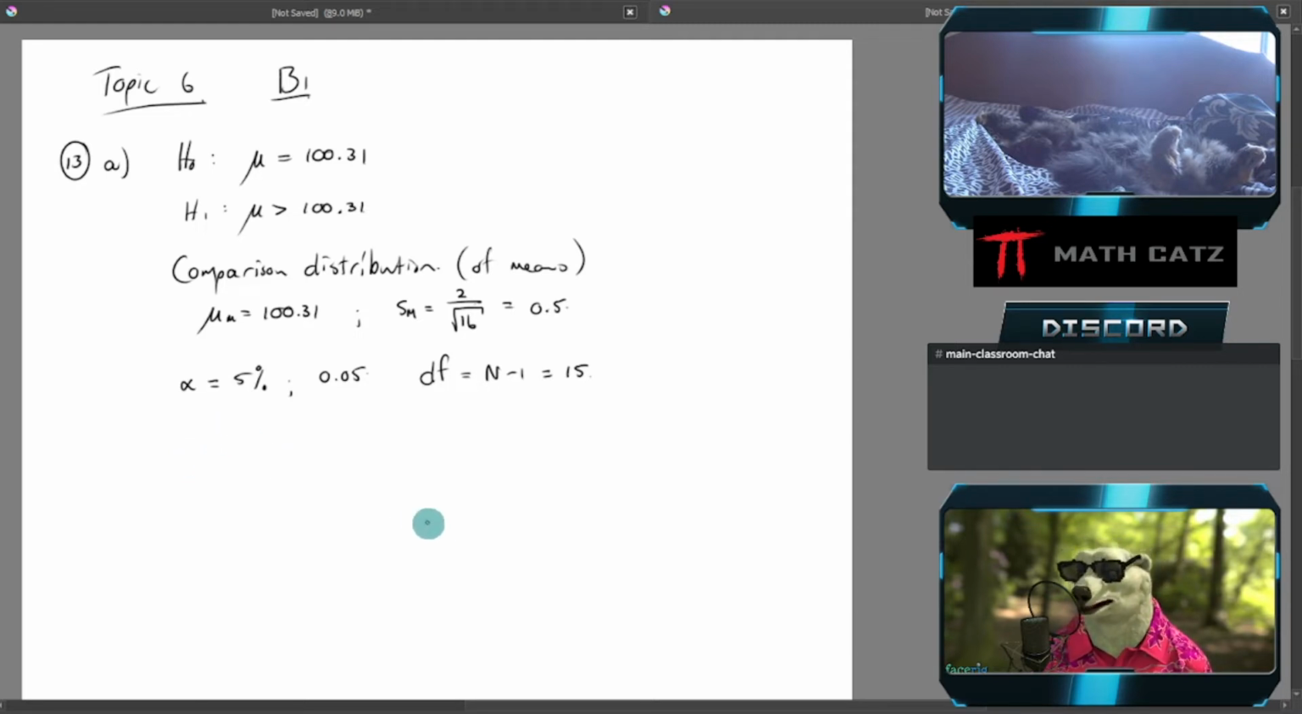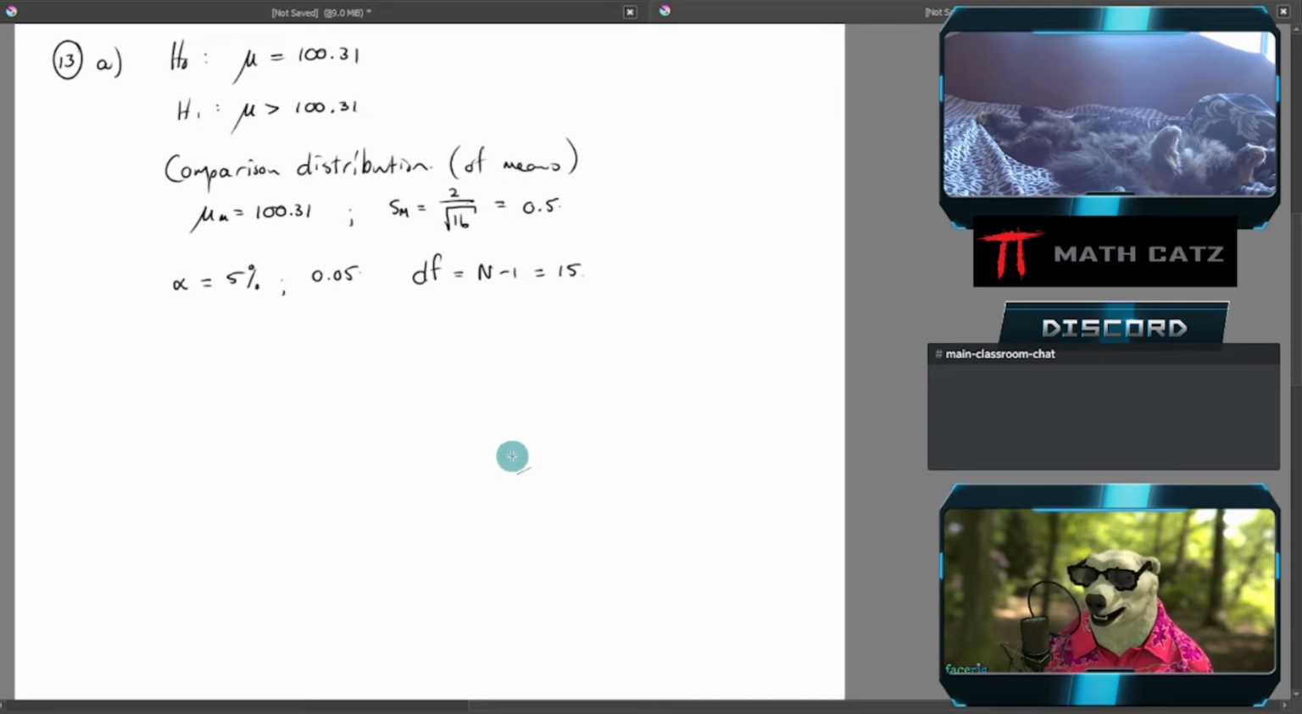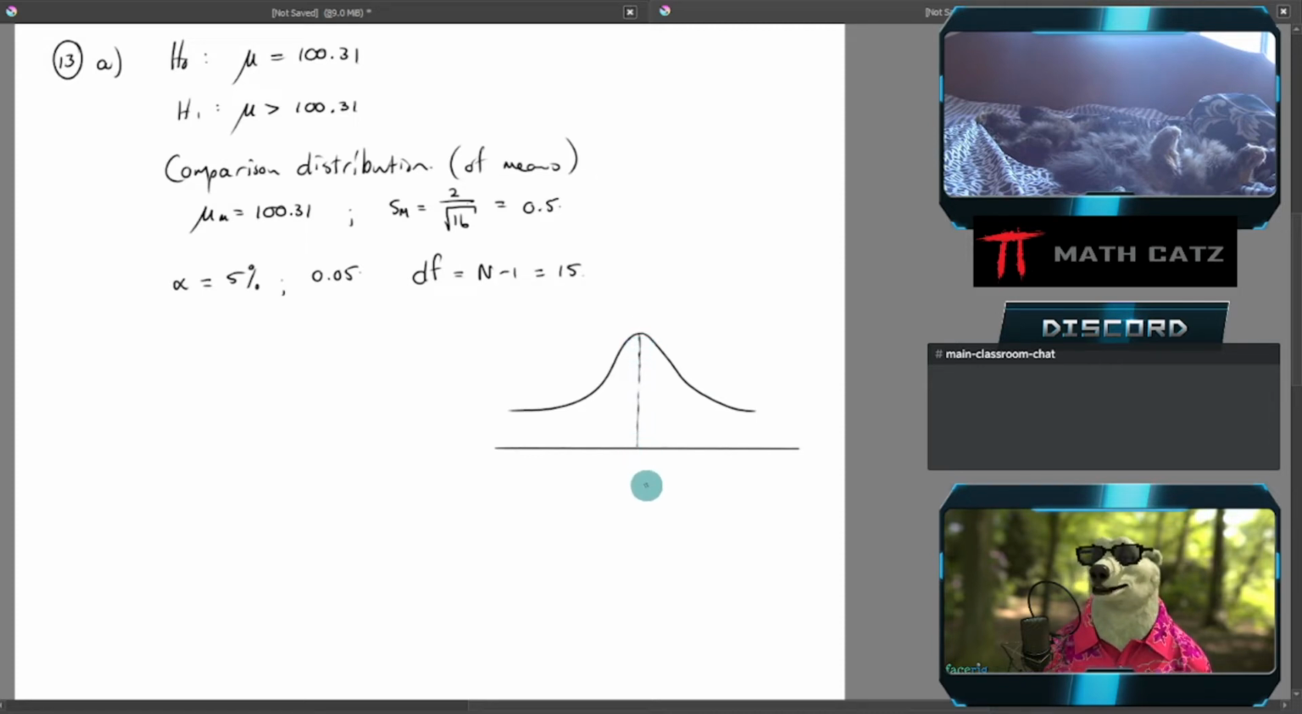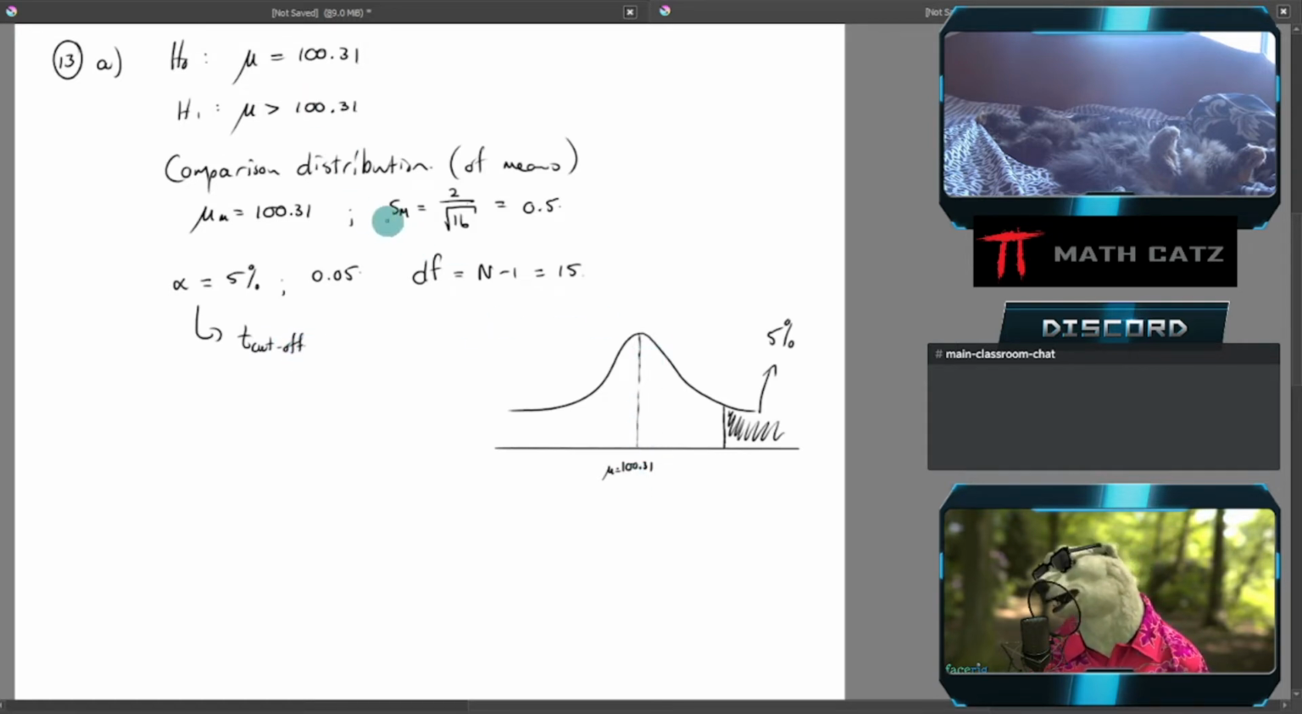So let's visualize this to just make sure we understand what's going on with a little diagram, maybe here on the right. I still think about the normal bell curve shape, to be perfectly honest. It's very similar, it's just a little bigger tail. So we have here our 100.31, our mu, and we are looking at, maybe a vertical line would be good here, some cutoff that would produce 5% in the tail. What is that cutoff? We'll call it T cutoff, because this is a T distribution as soon as I have to approximate the standard deviation.